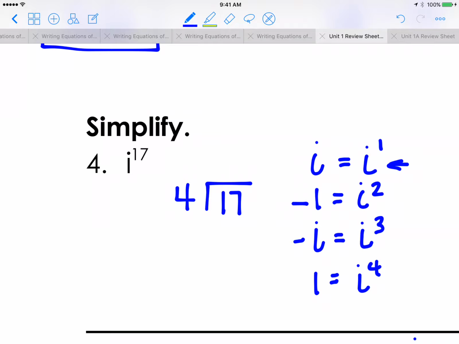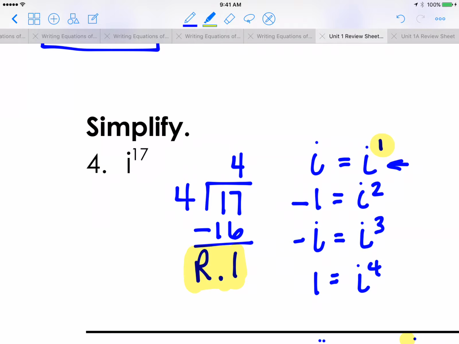So ask yourself, how many times will 4 go into 17? Well, hopefully you'll say 4 times, and 4 times 4 is 16. You remember this is like second grade math right here. So then you subtract these and you get a remainder of 1.